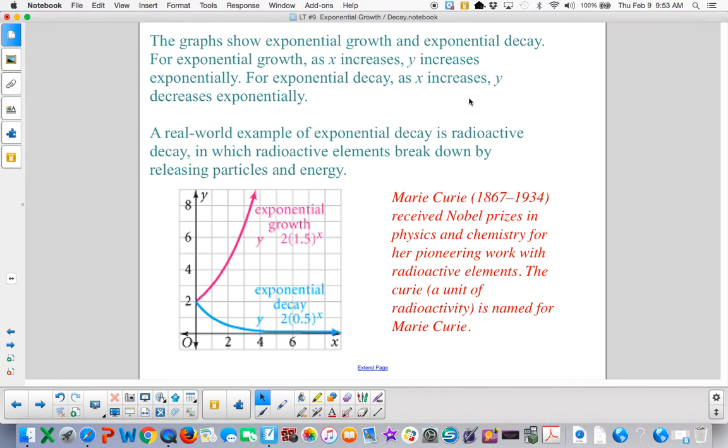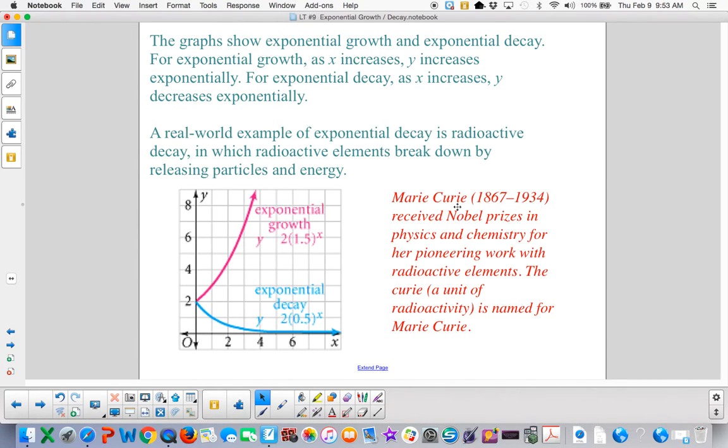So graphs show exponential growth and exponential decay. Here's growing exponentially, decaying exponentially. You'll notice it's getting closer to 0. It's not going into the negatives. Many times it doesn't make any sense to go into the negatives in real life. So we're looking at, as x increases, y is increasing for growth, and as x increases, y is decreasing exponentially for decay.